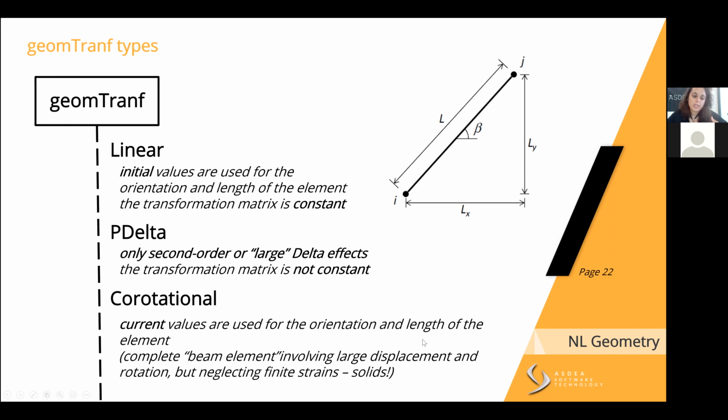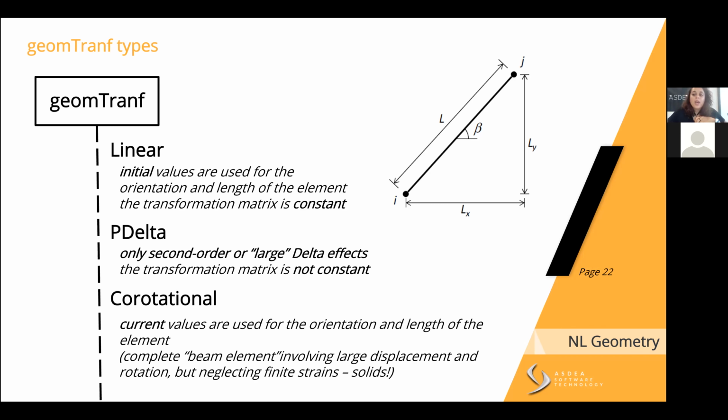If we use a corotational geometric transformation, then not the initial values are used, but at each step of the analysis, current values of the length and of the orientation are used to actually compute force and stiffness results from the displacement given by the nodes. So let's say we have a complete beam element nonlinearity involving large displacement and rotation, but of course we neglect finite strains because we said at the beginning that in the beam element we don't have what we can see in solids. So that's something that is anyway excluded from nonlinear geometrical analysis.